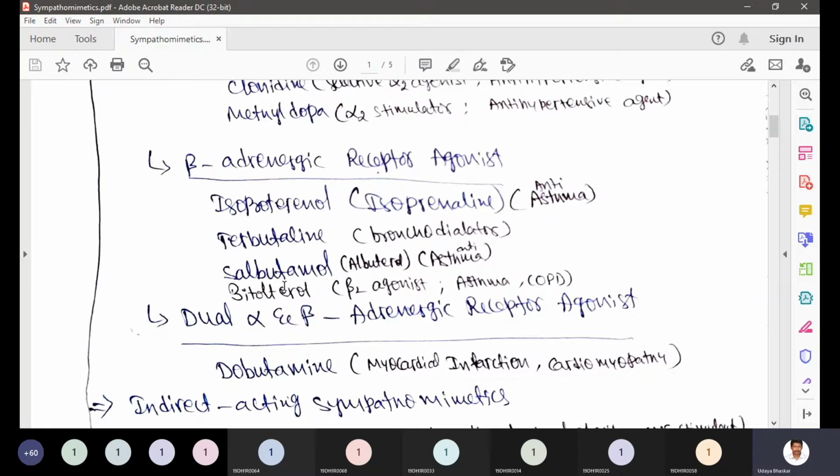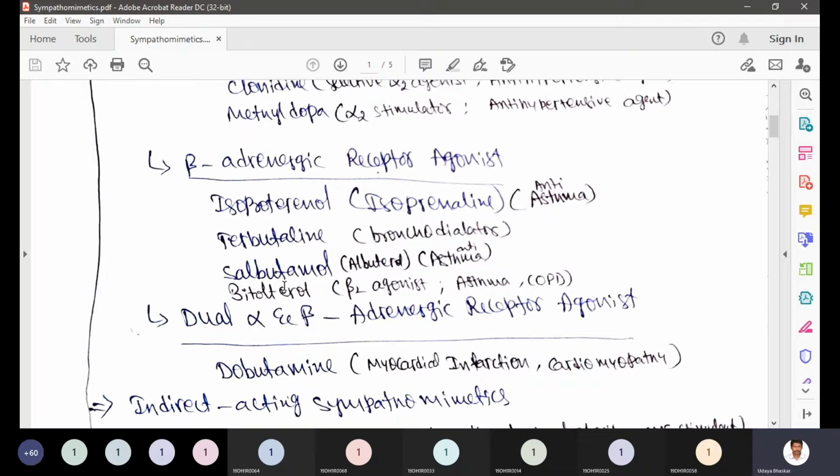And terbutaline, a bronchodilator. That means it will dilate the bronchioles of our lungs. Salbutamol. The other name of salbutamol is albuterol. So it is also an anti-asthmatic drug, very very common. You can check the prescription of any person. If you have someone at home suffering with asthma, you can check their medication. You will find salbutamol. And bitolterol is the novel drug, a new addition to the syllabus.